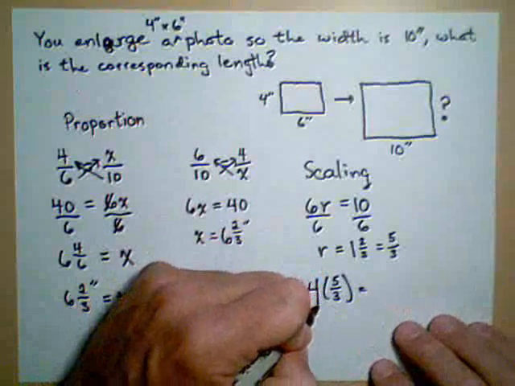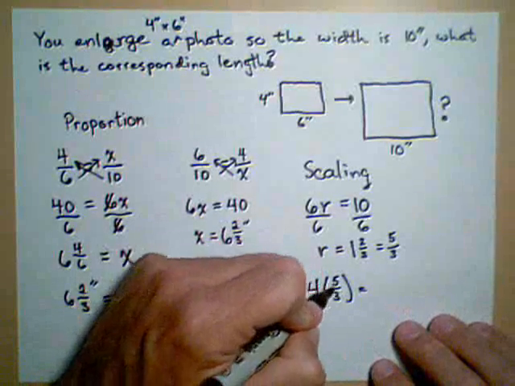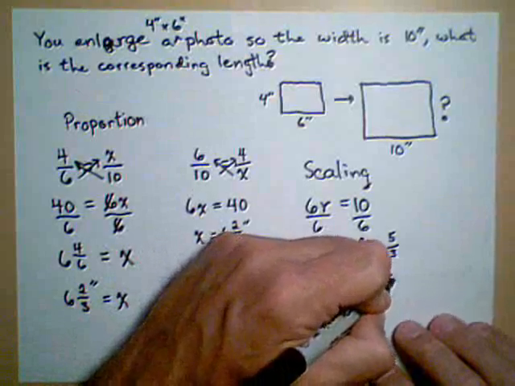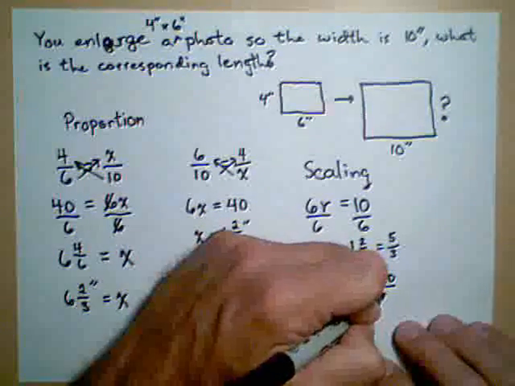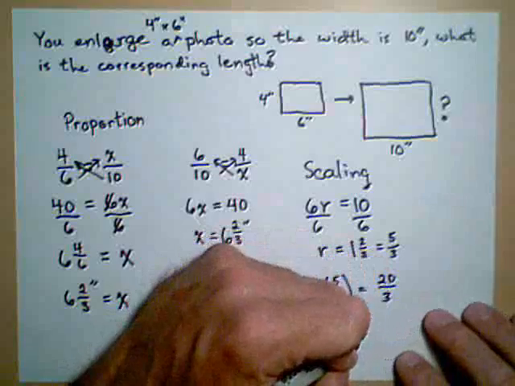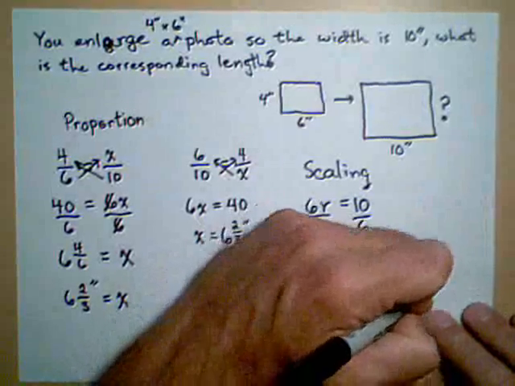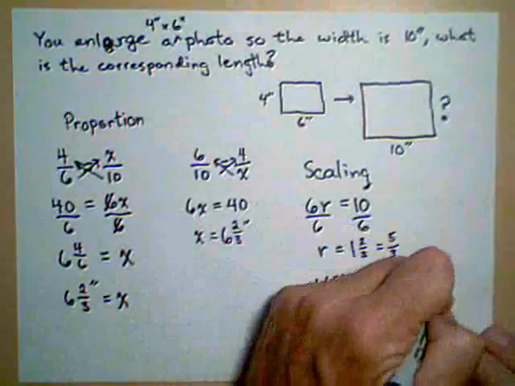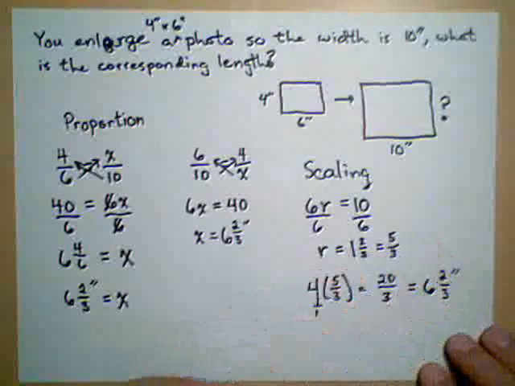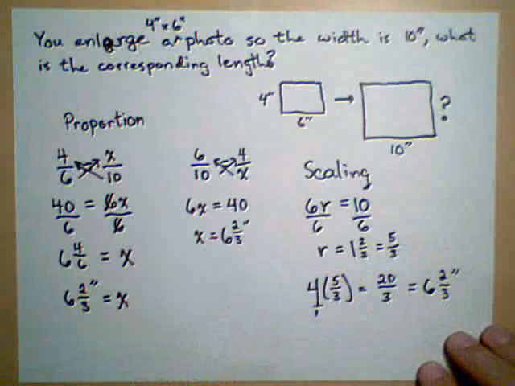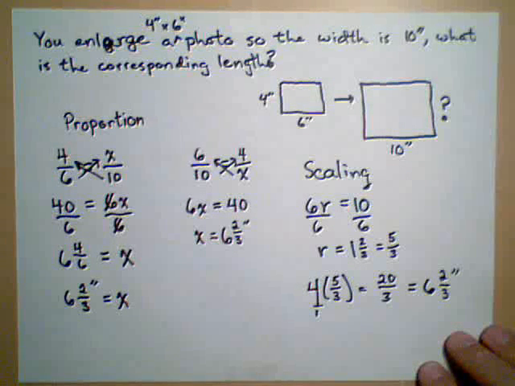Multiplying across, remember that we think of this as 4/1, so 4 times 5 is 20. 1 times 3 is 3. So we get 20/3, which is 6 2/3 inches. So there's 3 different ways of looking at this problem. And again, we did this for the photo problem, but this works in any kind of scaling problem where proportional reasoning is involved.